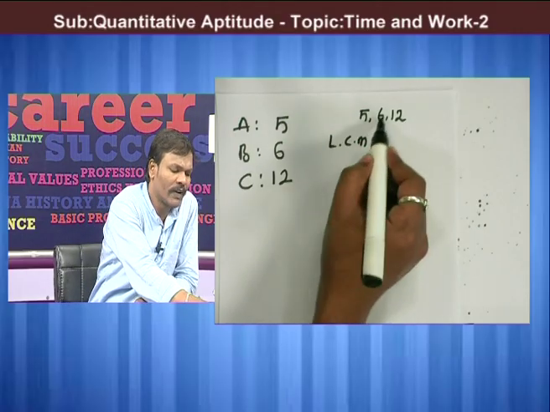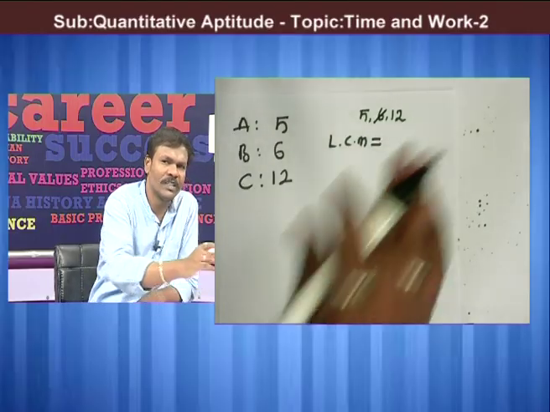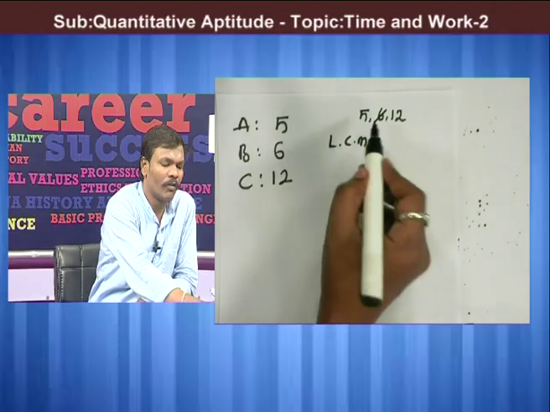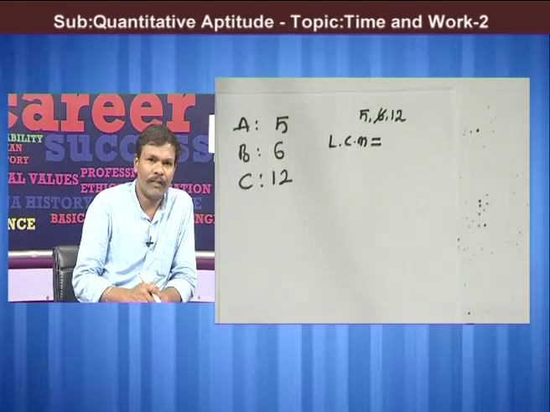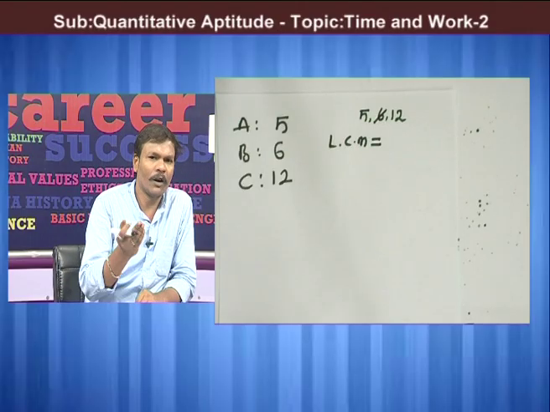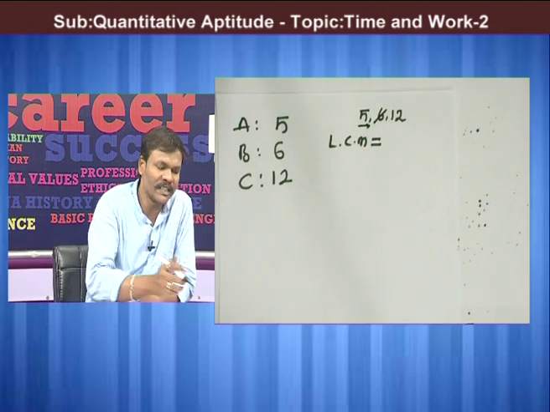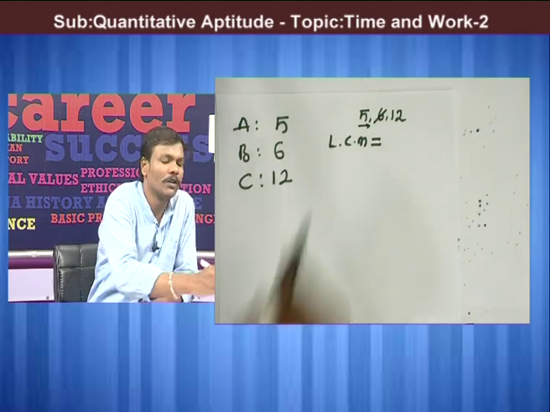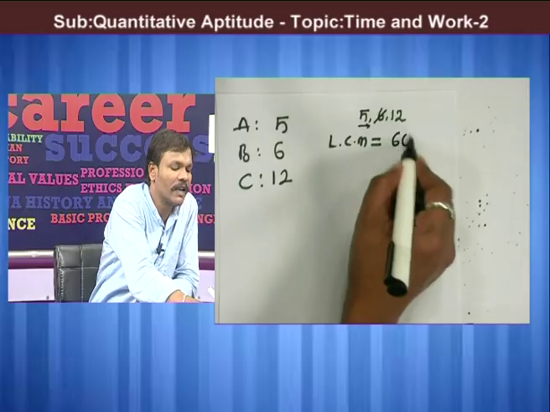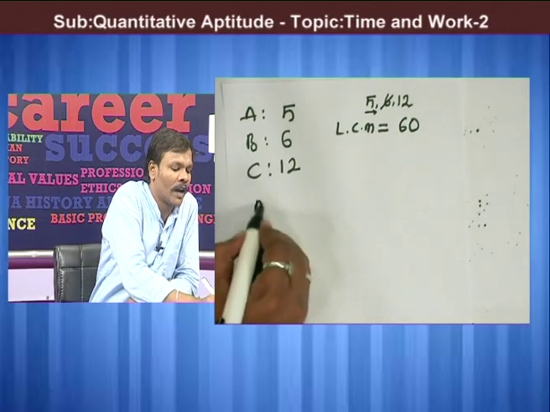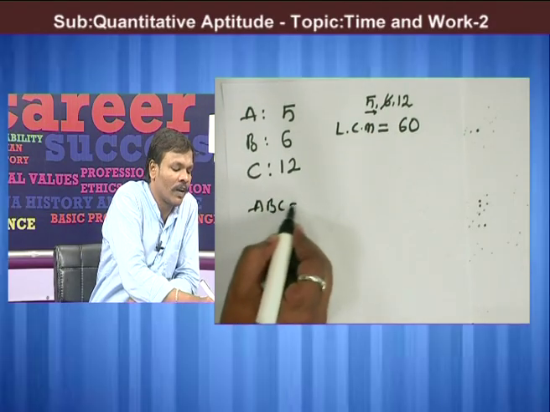When we have 6, and 6 twos are 12, 6 is no need to write. What we have is 5, 12. When we find the LCM of two or more numbers, if one number is prime, 5 is prime, the LCM is the multiplication of both. 5 twelves are 60, that is the LCM. So now we apply A, B, C working together.